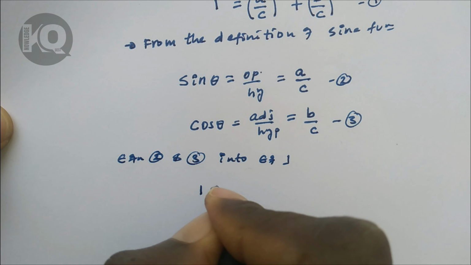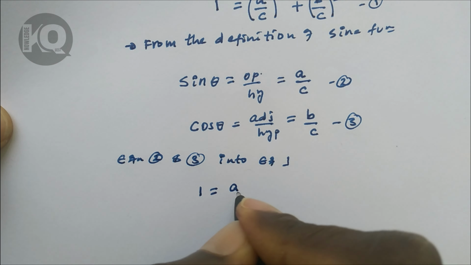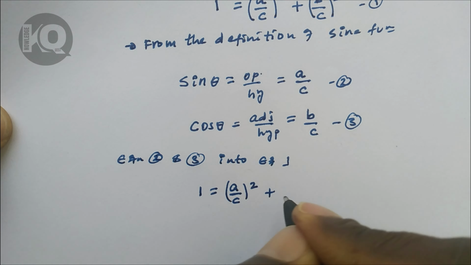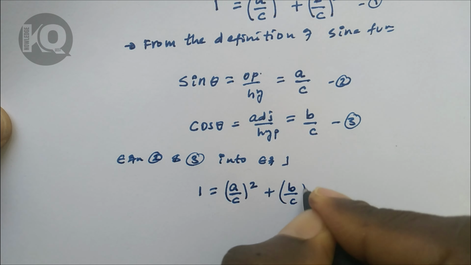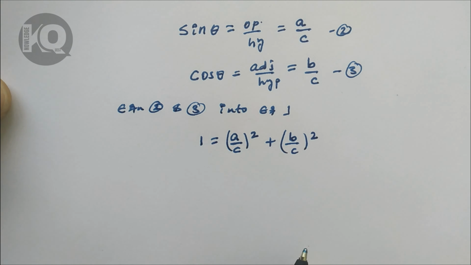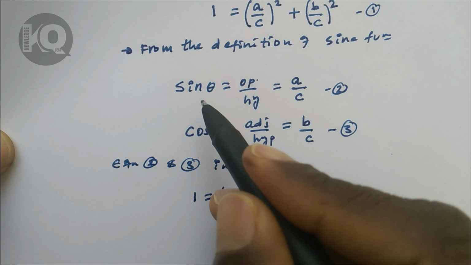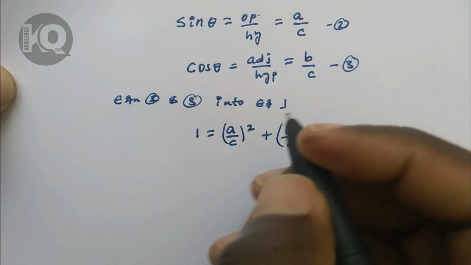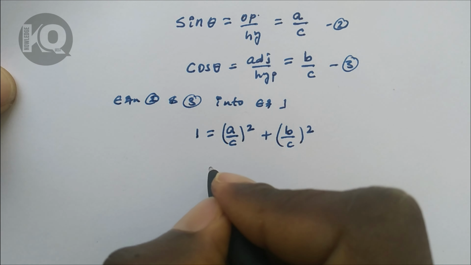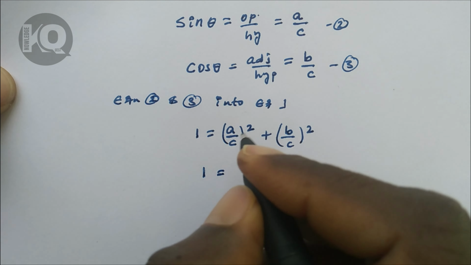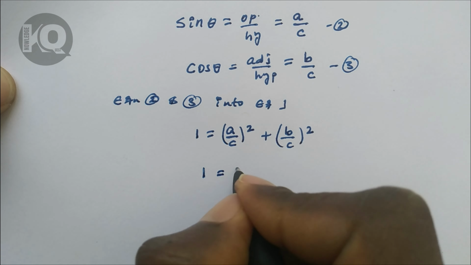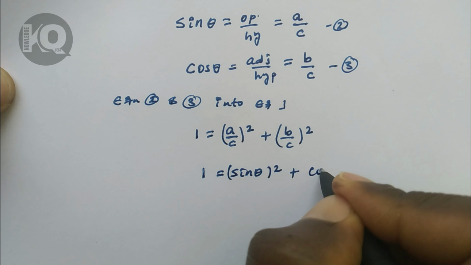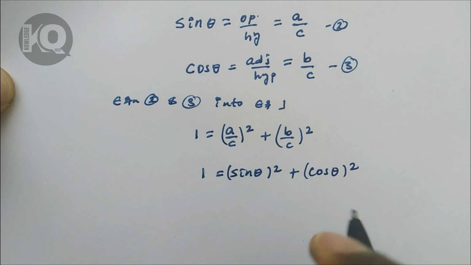So 1 is equal to a over c, the whole squared, plus b over c, the whole squared. We know that a divided by c is sin theta and b divided by c is cos theta. So simply substitute: 1 is equal to sin theta, the whole squared, plus cos theta, the whole squared.